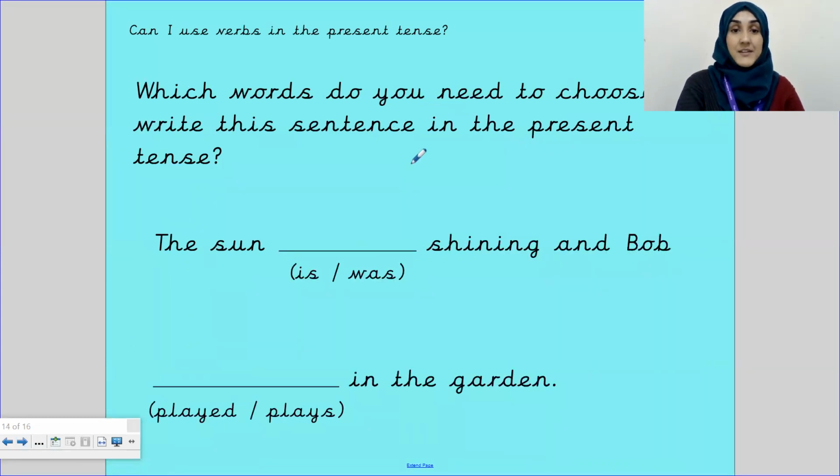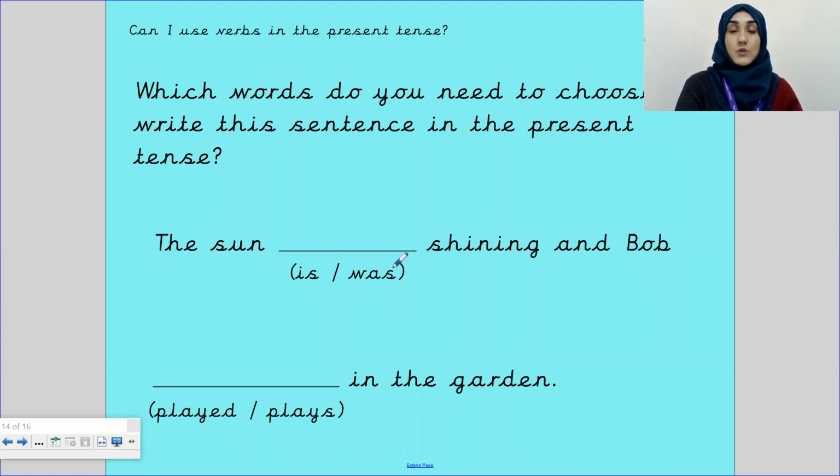Okie dokie. Now, here is a sentence. It is missing 2 words. Our job is to fill in the blank with a word, but we need to make sure that this sentence reads in present tense. So we need to choose a word to fit in this sentence, but it has to be in present tense. So let's read the sentence. The sun shining and Bob in the garden. So is it the sun is shining, or is it the sun was shining?